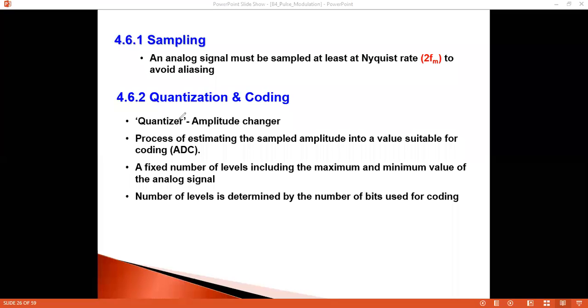the quantizer is also known as the amplitude changer because it will round the sample amplitude into a value suitable for coding, where we have already set what these values are based on a fixed number of levels. So for this number of levels, we take into consideration the maximum and the minimum value of our analog signal. And the number of levels will be determined by the number of bits used for coding.